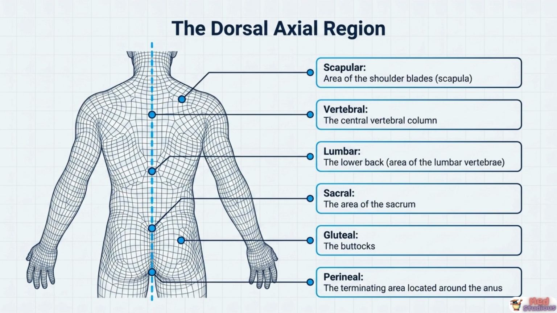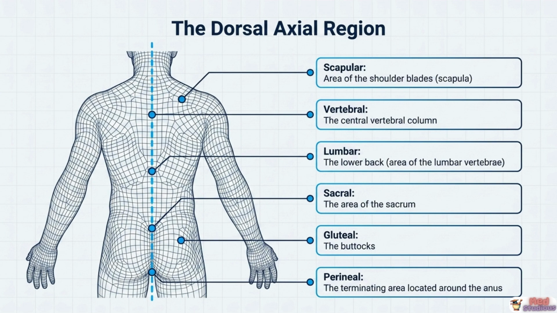We now rotate to the posterior surface of the axial body, the dorsal axial region, which contains 6 distinct named regions running along the midline and paravertebral axis, from the shoulder blades down to the terminal perineal zone. The scapular region covers the area of the shoulder blades, the scapulae, and is the primary orienting landmark of the upper dorsal back. The vertebral region is the central column running the full length of the spine, directly overlying the vertebral bodies and their spinous processes.